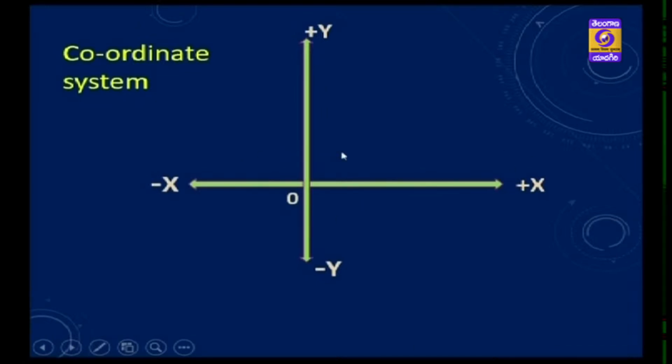They are perpendicular to each other. In this direction, it is taken as the positive x-axis, this is the negative x-axis, and a positive y-axis and a negative y-axis. So you have to consider a force in the direction of the positive x-axis, as well as the positive y-axis, as positive. You have to consider the forces in the direction of the negative axes, like the negative y-axis and negative x-axis, as negative forces.